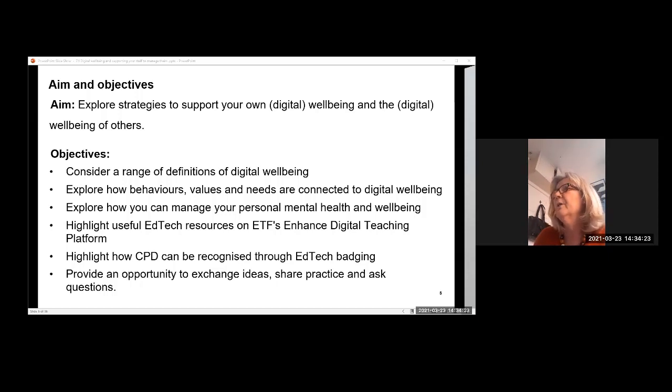And in terms of the objectives, we're going to be looking at how we define digital well-being and exploring some of the associated behaviours, values and needs. And we're also going to be looking at some strategies and tools that you can use for managing your own and others' personal well-being and mental health. And in the final section, we'll be taking you through some of the very useful EdTech resources on the enhanced teaching platform, and also having a look at the EdTech badging scheme that you may or may not already be familiar with, and thinking about how you can use the scheme to support the development of digital skills of yourself and others.